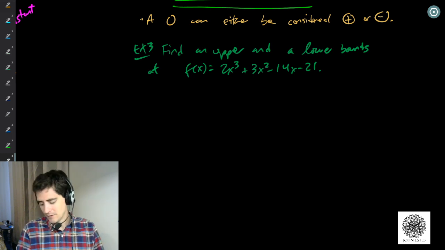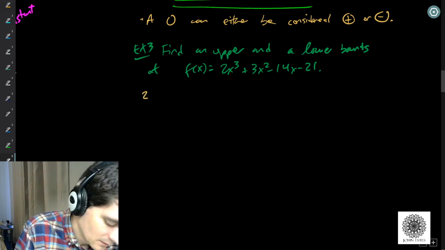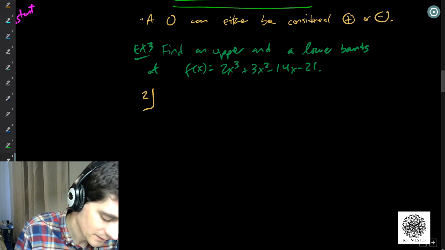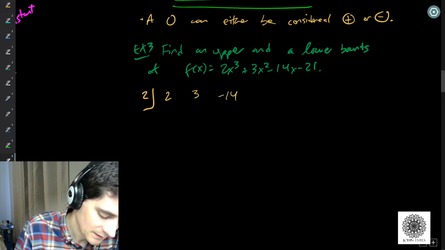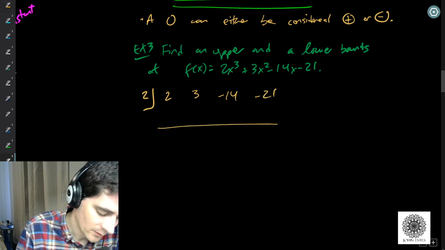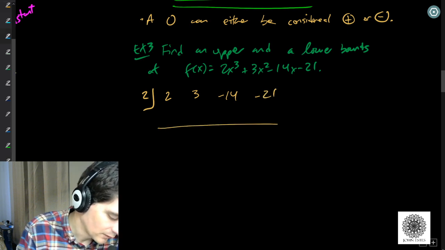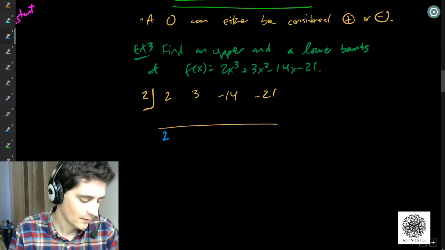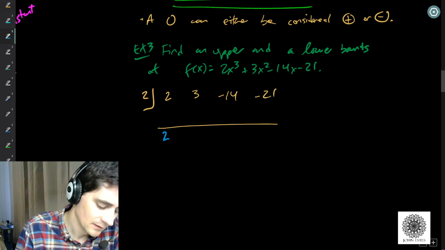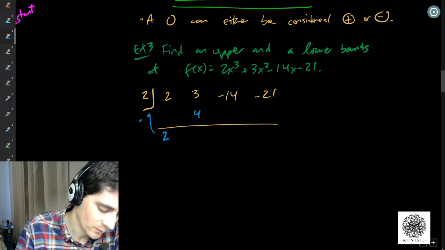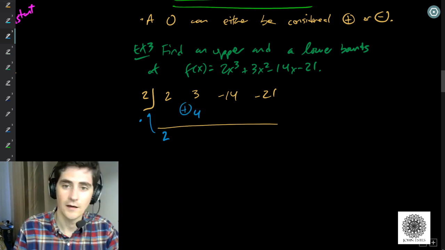Okay, so let's get something kind of close to 0 maybe. Let's pick 2. I'm just going to pick 2, and we're doing synthetic division. So I have 2x cubed, 3x squared, minus 14x, minus 21. And remember, the way this works is you drop your first term, then you say 2 times 2. So you multiply here, which is 4, and then you add here. Okay, and we keep doing that.